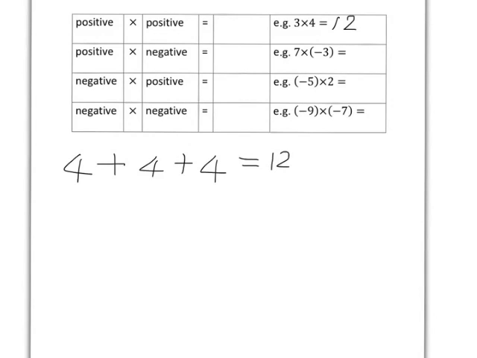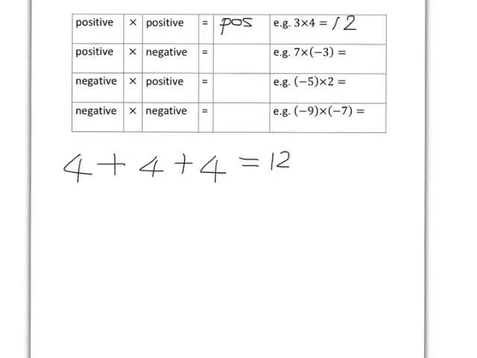And so what we see here is that if we have a positive and we multiply it by a positive, we get a positive answer. I'm just going to write pos for positive because I don't have enough space to fit it in. Okay, let's look for the next one.